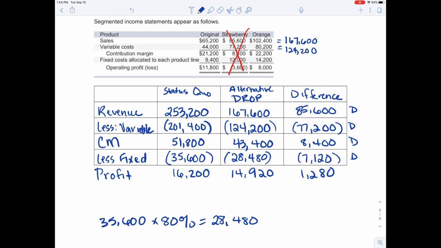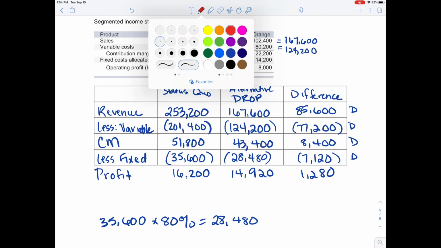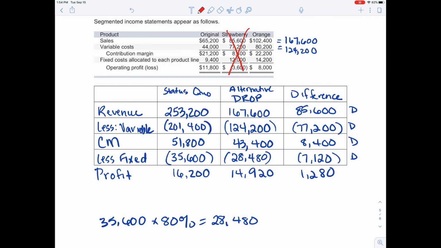The answer is no, because if I drop it, I'm actually losing money. If I drop that strawberry, my income, my profit would go down. It would decrease by that 1,280. So we want to make sure we keep that strawberry product line, because even though it's losing money, overall it's helping our business. So hopefully all of that gives you some examples to start with.